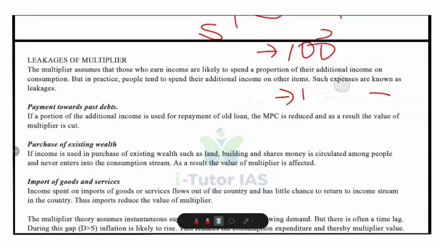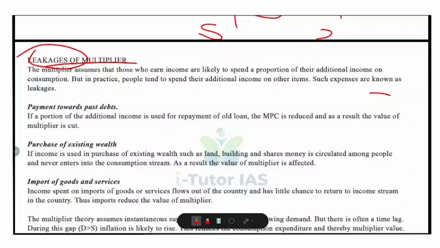Now let's look at the next topic, that is leakages of the multiplier. The multiplier effect assumes that people spend a portion of their additional income on consumption, which further increases income and output in the economy. However, in real life, people do not spend their entire additional income on consumption. Some part of it leaks out of the circular flow of income. These are called leakages. So leakages reduce the strength of the multiplier effect.